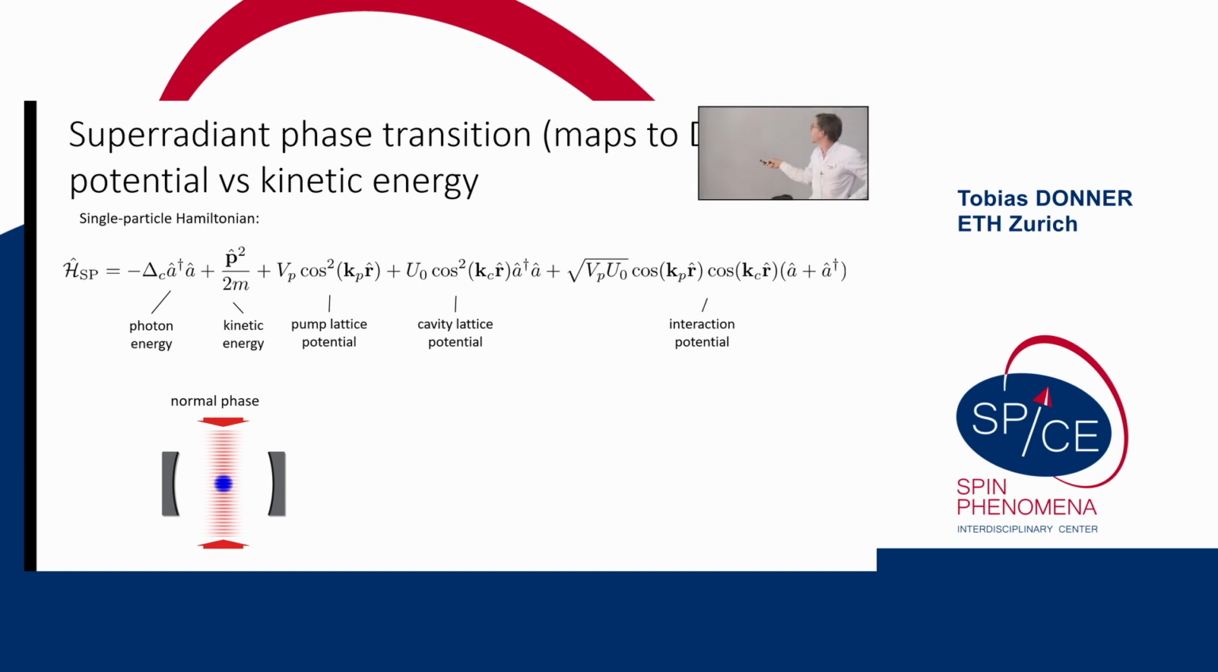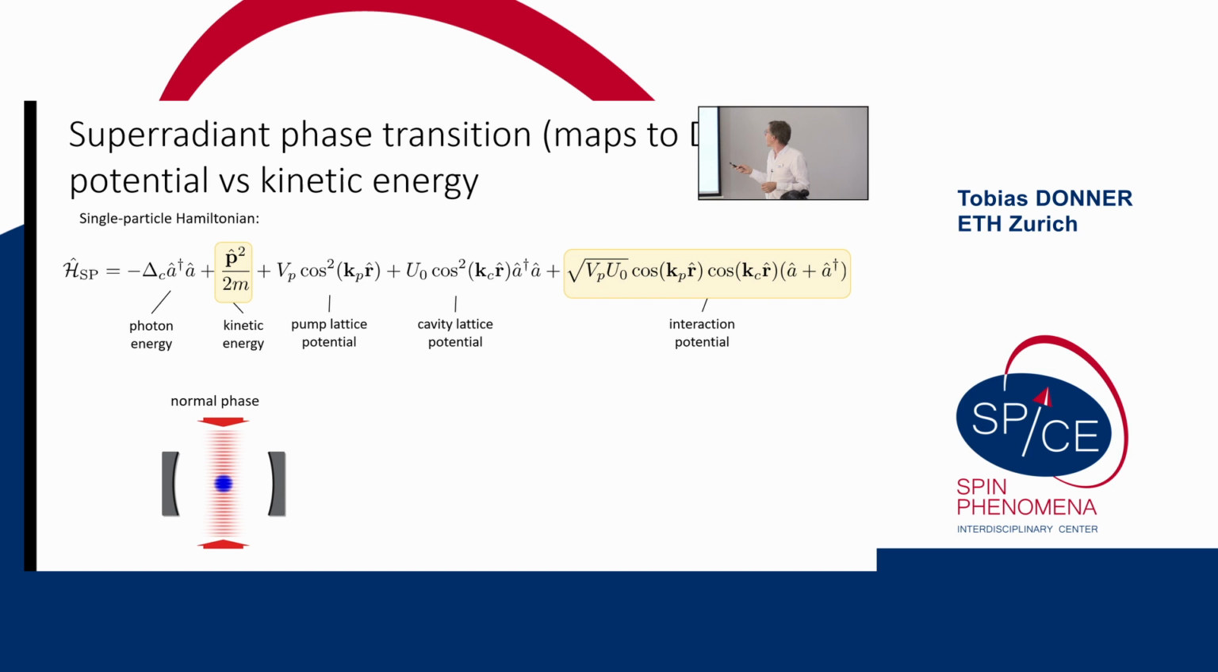You see it goes with the product of the pump and the cavity wave vectors. And this gives rise to a checkerboard lattice, which is the structure the interaction wants to favor. And this couples here to the coherent field inside the cavity. So you can imagine that this potential arises only if there's a coherent field inside the cavity, which interferes with the pump. And this gives you the according lattice the atoms feel.